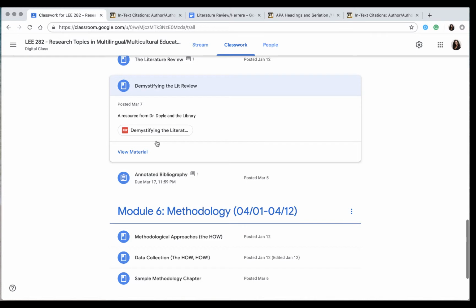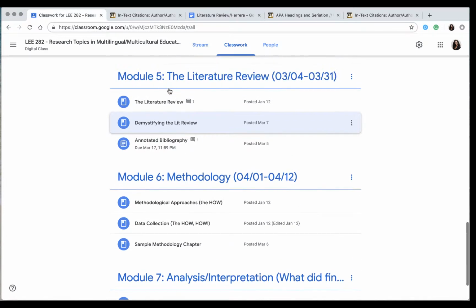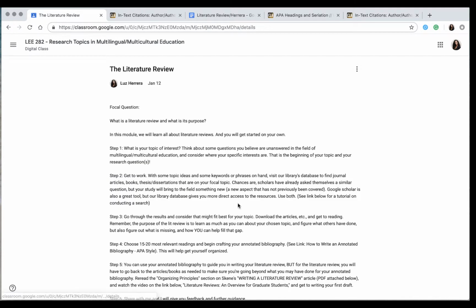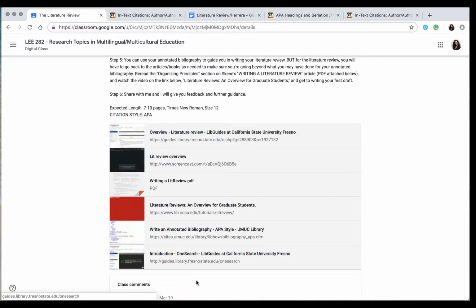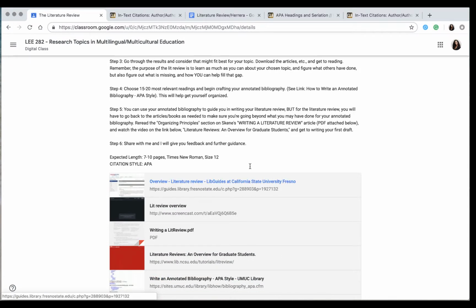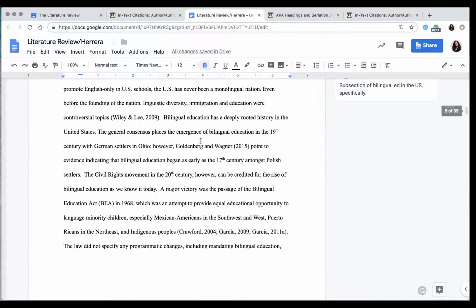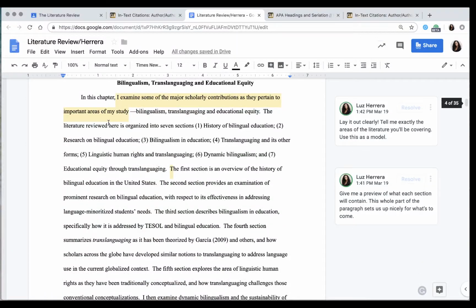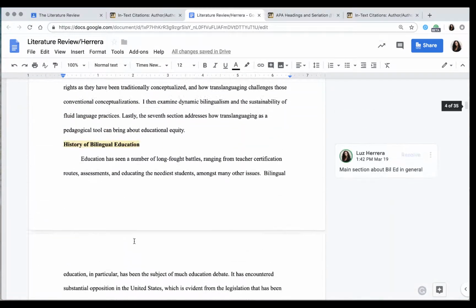There's also that PowerPoint that Dr. Doyle sent me to post for you all, Demystifying the Lit Review. Look at that as well. So make sure you look at your resources for the module very carefully, because honestly it's already there for you. But I just wanted to touch base and go through this lit review again and tell you how you might want to approach this by creating maybe a little outline first for yourself, looking at the categories that are emerging from your annotated bibliography, and then move on to drafting your first paragraph, and then take it one section at a time.